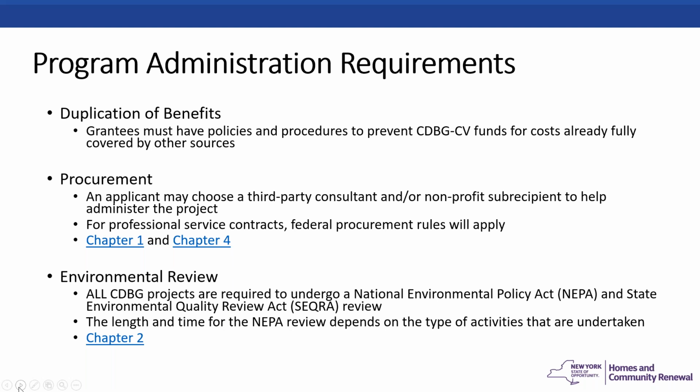We need to think through procurement. An applicant can choose to use a third-party consultant or a nonprofit subrecipient, as HUD calls them, to help administer the project. But for professional service contracts, federal procurement rules will apply. We have a wealth of information on these topics on our website in our grant administration manual, covered in chapters 1 and 4, which relate to how you start up a grant, and then again procurement standards.